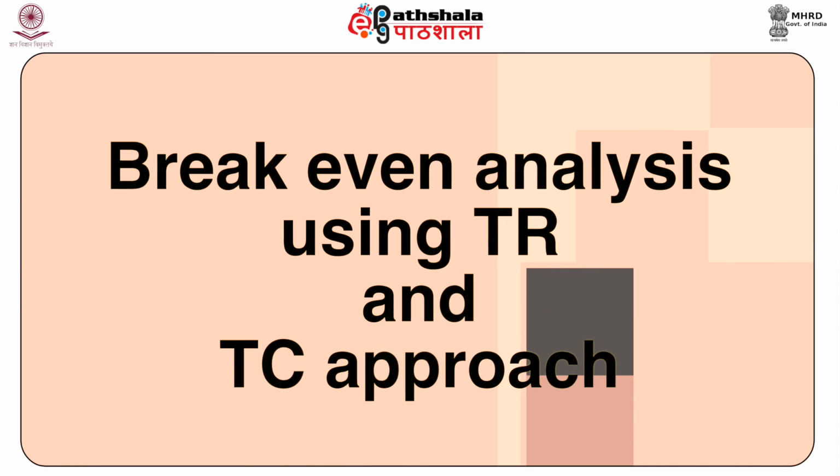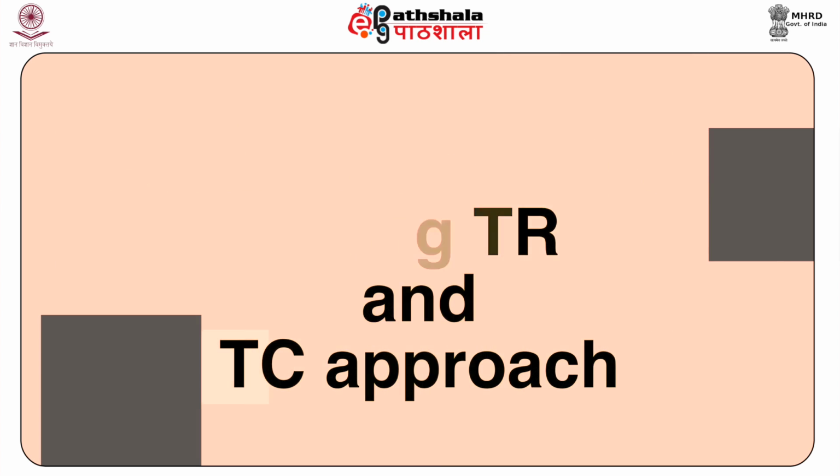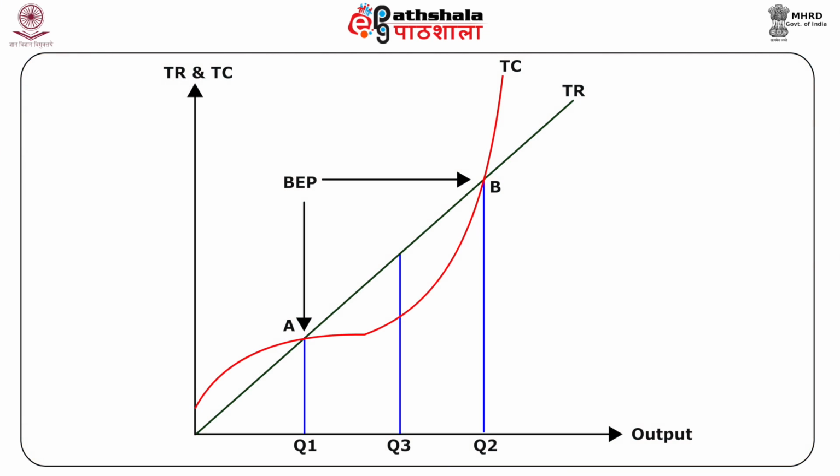Break-even analysis using TR and TC approach. Break-even point is defined as the point where the total revenue is equal to the total cost. According to figure 3 above, when the market is perfectly competitive, the break-even point can occur at either one of the 2 points A and B, where the total revenue curve cuts the total cost curve. In other words, the total revenue is equal to total cost. So, the two break-even quantities will be Q1 and Q2.